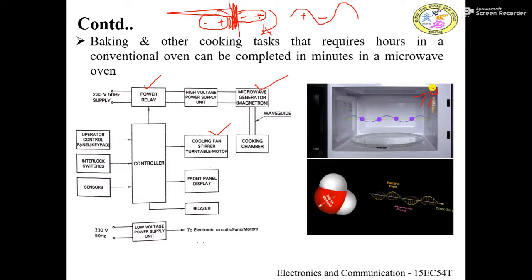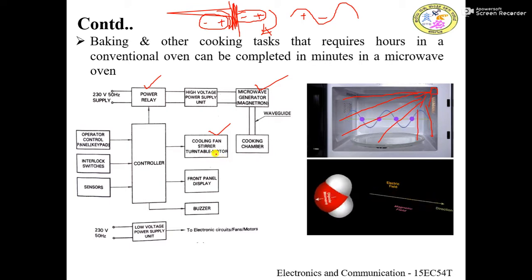So if there is a stirrer here, this stirrer is going to rotate. As the stirrer rotates, the microwaves are made to form on each and every corner of the cooking chamber evenly, so that it results in uniform cooking.